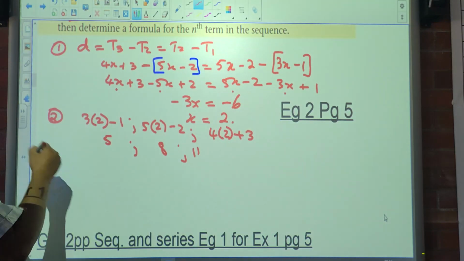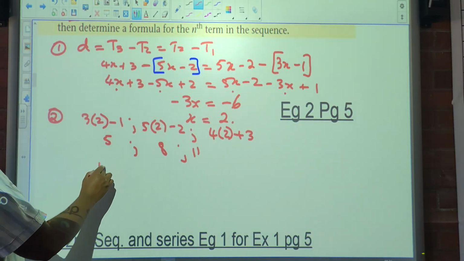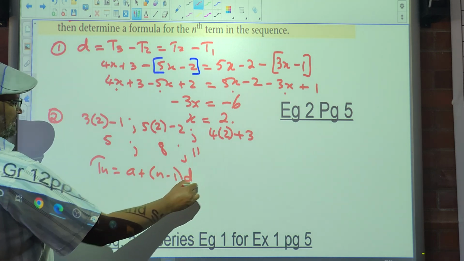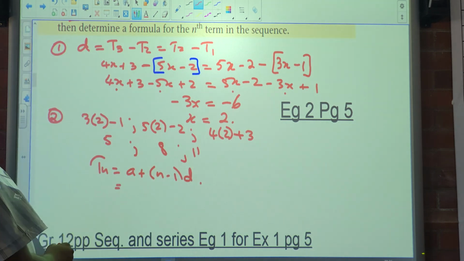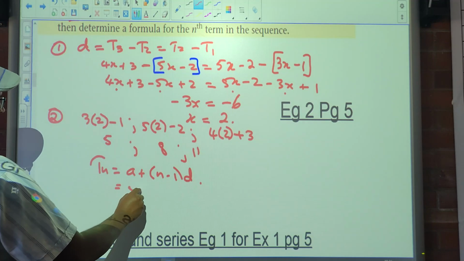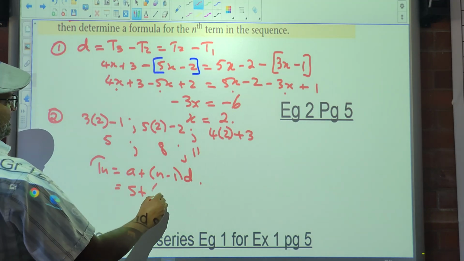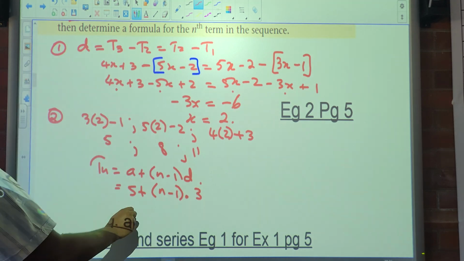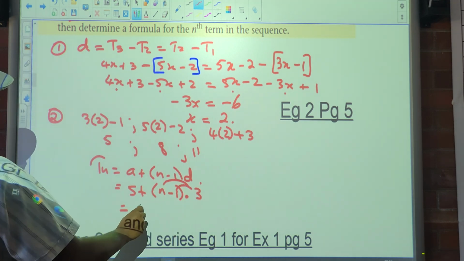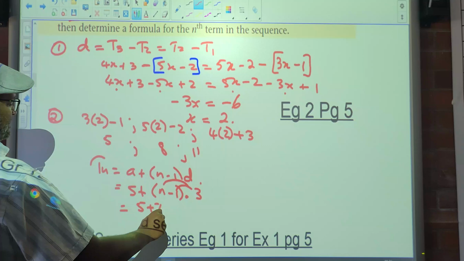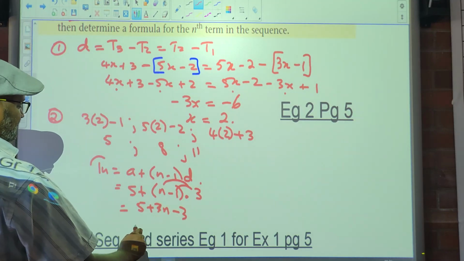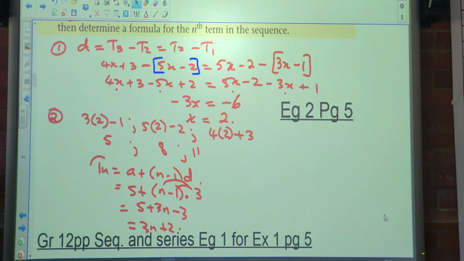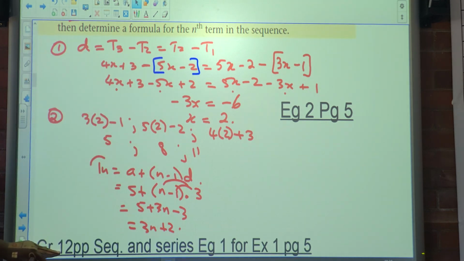So what is the general term of an arithmetic sequence? Tn is equal to a plus n minus 1 times d. So what's your a value? 5. So it's 5 plus n minus 1 times 3. So get rid of the brackets. So it will be 5 plus 3n minus 3. So it's going to be 3n plus 2. There's the general term of the sequence, and we can test it.